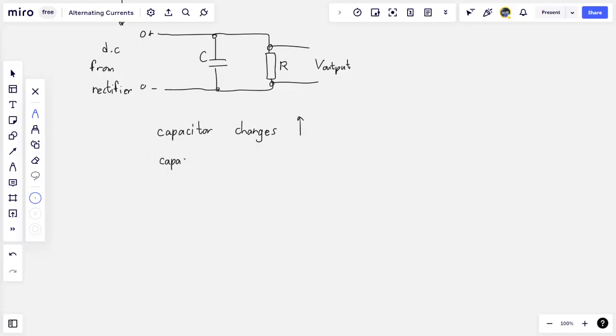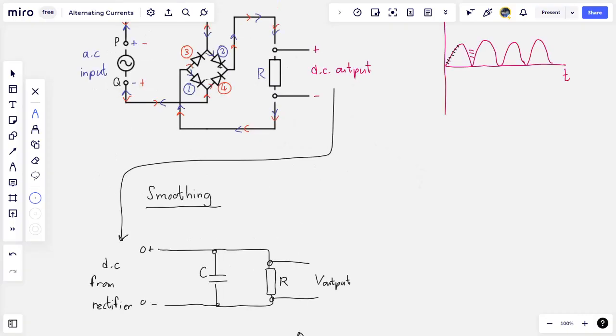In the second half of that hill, on the way down, the capacitor discharges. Any of the stored charge on the plates of the capacitor gets released across this resistor. So on the way down, the capacitor discharges. As we're coming down the hill, the capacitor discharges, any one of these hills. And this process continues.